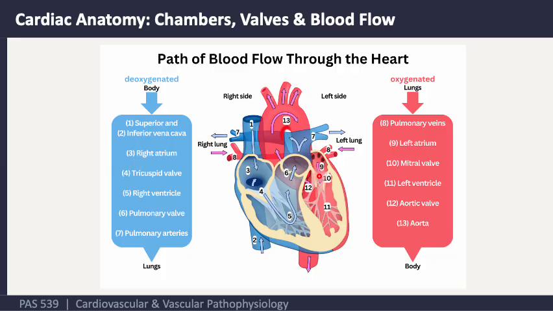Normally you'll think that veins carry deoxygenated blood and arteries carry oxygenated blood. The one time that it's reversed is in the heart. So the pulmonary arteries actually carry the deoxygenated blood, whereas the pulmonary veins will carry the oxygenated blood.